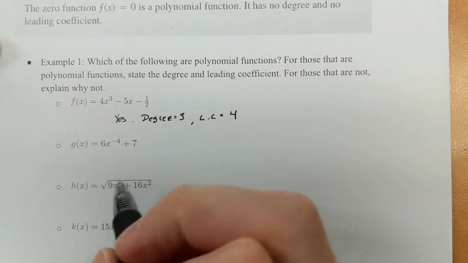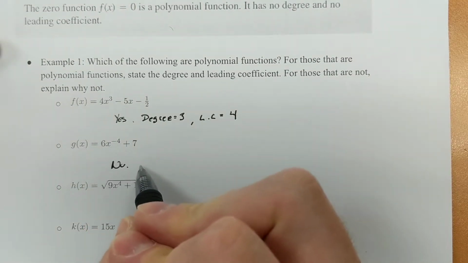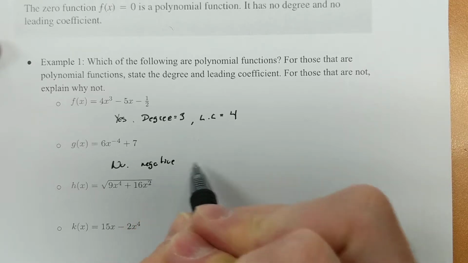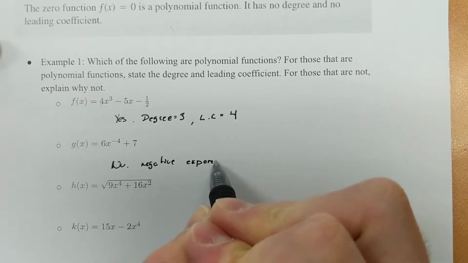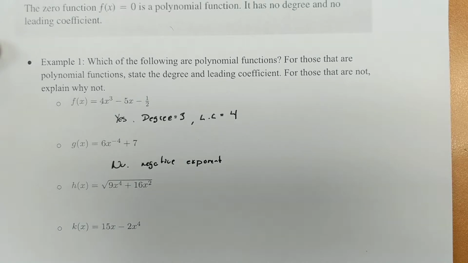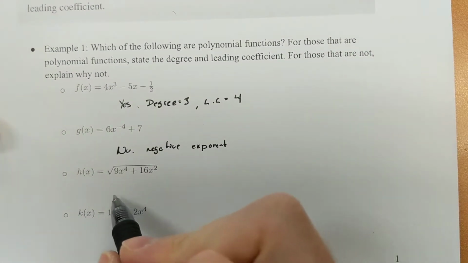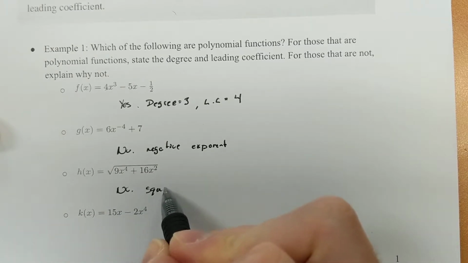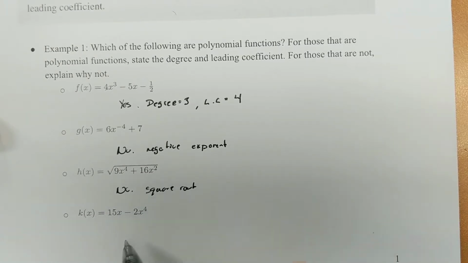For g of x, this one will be no. You have a negative exponent. So at the top it says n is a non-negative integer. For h of x, also no, because of the square root. And for k of x would be yes. The degree is the highest power, so that is 4. And then the leading coefficient is the coefficient on that term, or 2.